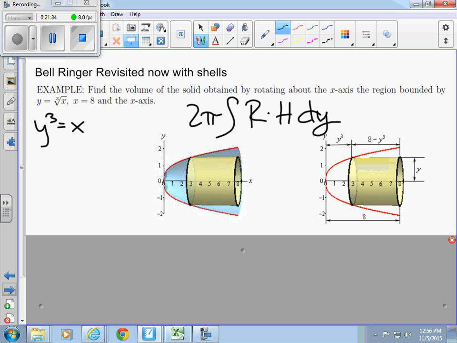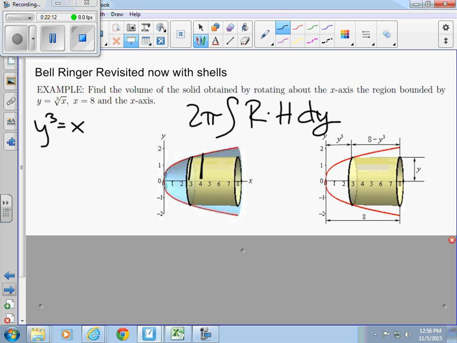So I get x equals y cubed. And so I have this cylinder going around this way. The radius of the cylinder is not too bad. Everyone agree it's just y? It's the height of this curve, which would be the y value, and since we are getting dy, that's easy enough. The radius of the cylinder would be y. Questions so far?